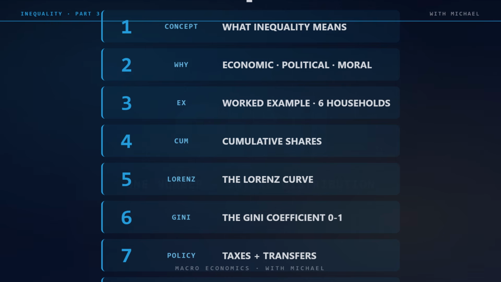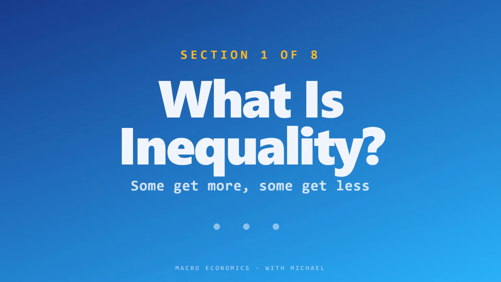The concept of inequality. Inequality of income distribution is a simple but profound concept. In any economy, total income is divided among the population. Some families get more, some families get less. Equality of distribution would mean every family gets the same share. Inequality means some families get a larger share than others.